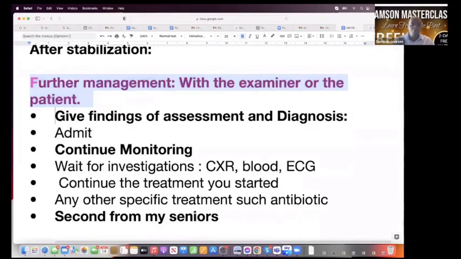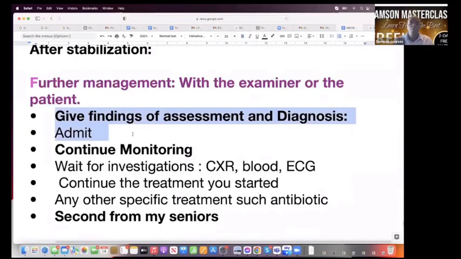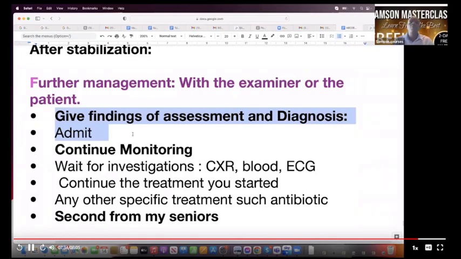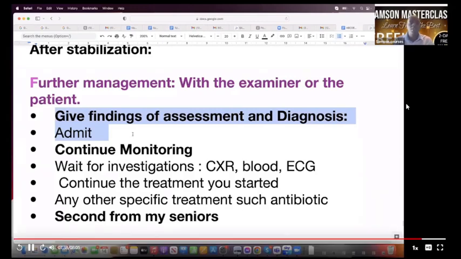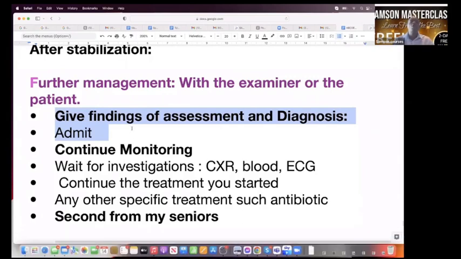So we explain to the patient: you have shortness of breath, low oxygen, and wheeze on examination. I suspect you have got an acute exacerbation of asthma. We have given nebulizer salbutamol, hydrocortisone and magnesium sulfate, and you have responded well. What we need to do now is keep you in the hospital and continue monitoring. Of course, we have done some investigations: blood, X-ray, ECG. We will explain the results once we get them.